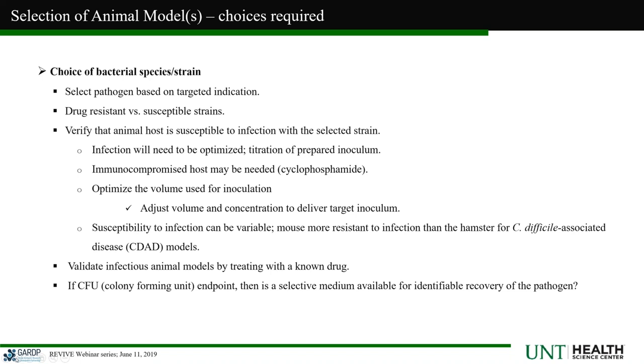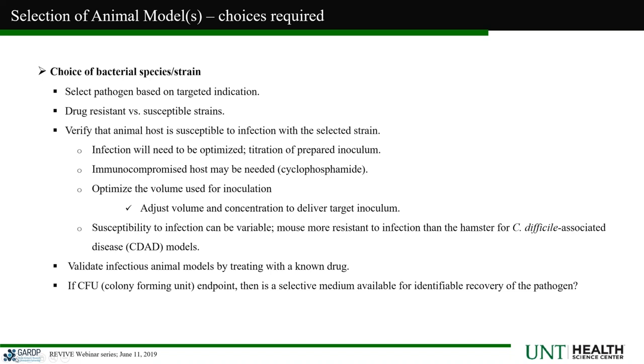You want to be able to choose the right species. Mouse is very resistant to C. difficile infection, but it's possible. Hamster is much easier to induce the disease in. As you're developing this model, you want to validate that with a known drug if possible, to show that you have a valid model that it can be treated at all.